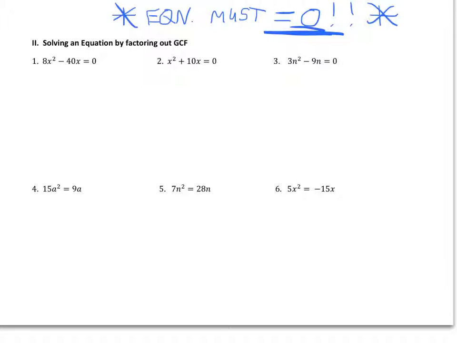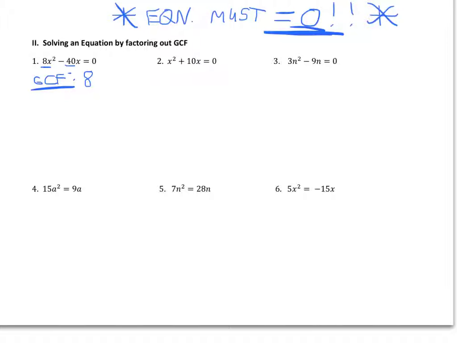Now if you look at 1, 2, and 3, they're already set equal to 0, so I don't have to do anything to that. All right, so let's do number 1. Same thing, we want to factor out the GCF. The GCF for this one, if we have 8 and 40, we use mental math: the biggest number that goes into it is 8.